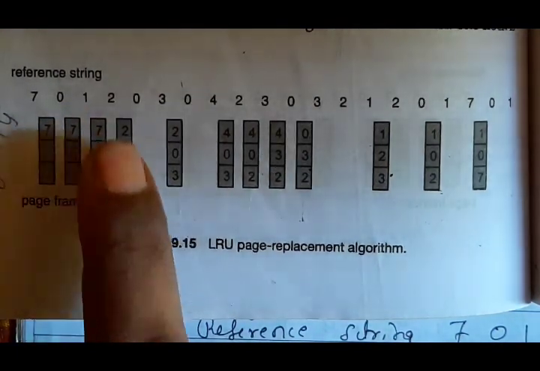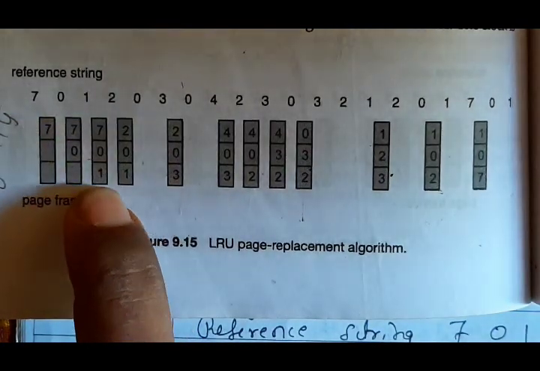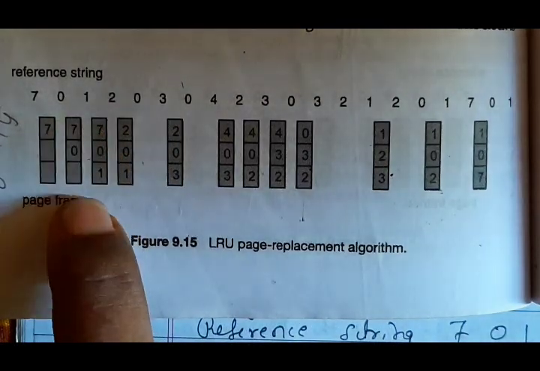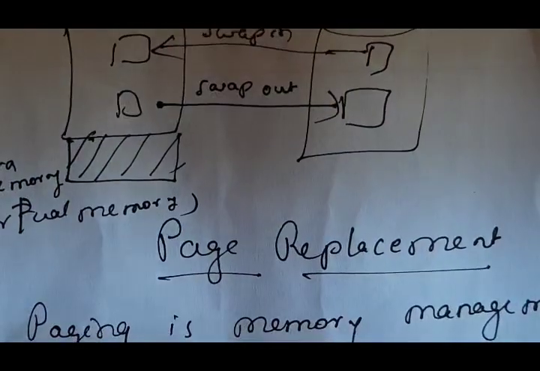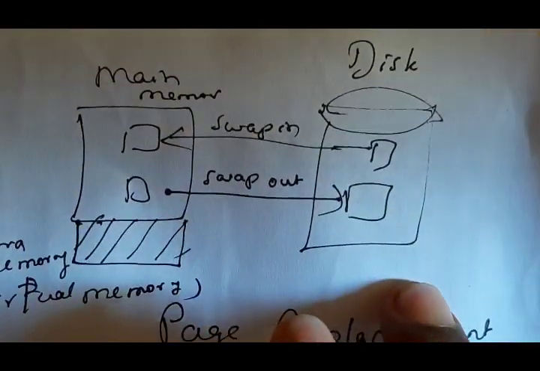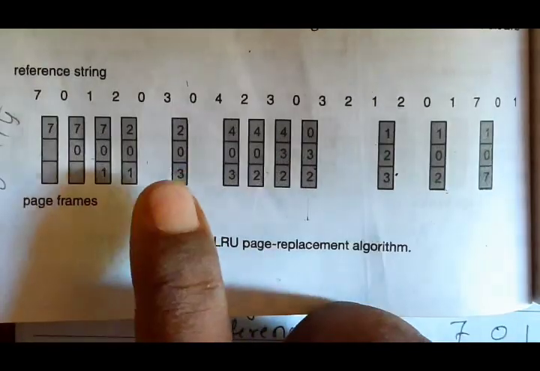After that the next page is 2. To execute page 2 there is no space, so we need to exchange between RAM and disk. Which one do we have to exchange now?